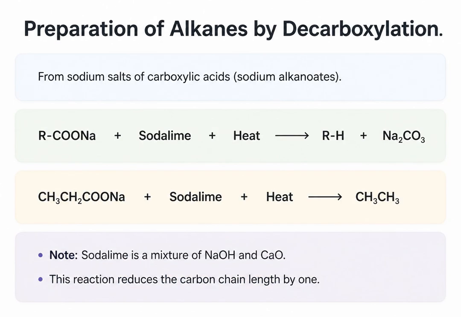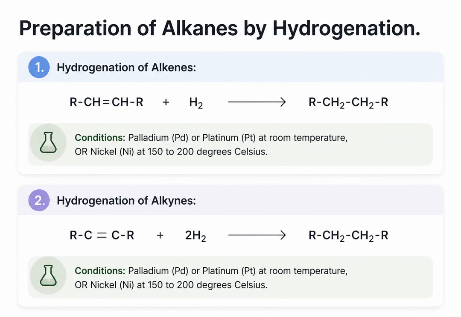What if you need to decrease the length of your carbon chain? You can use decarboxylation. By heating the sodium salt of a carboxylic acid with soda lime, which is a mixture of sodium hydroxide and calcium oxide, the carboxylate group is completely removed and replaced with a hydrogen atom. As you can see in the example, sodium propanoate, which has 3 carbons, is converted into ethane, which has only 2. Another reliable method to prepare alkanes is the catalytic hydrogenation of unsaturated hydrocarbons.